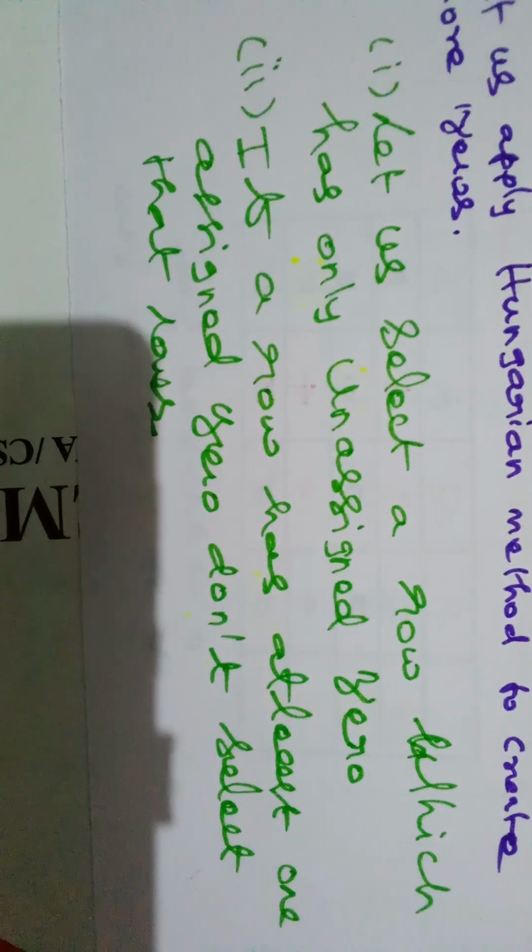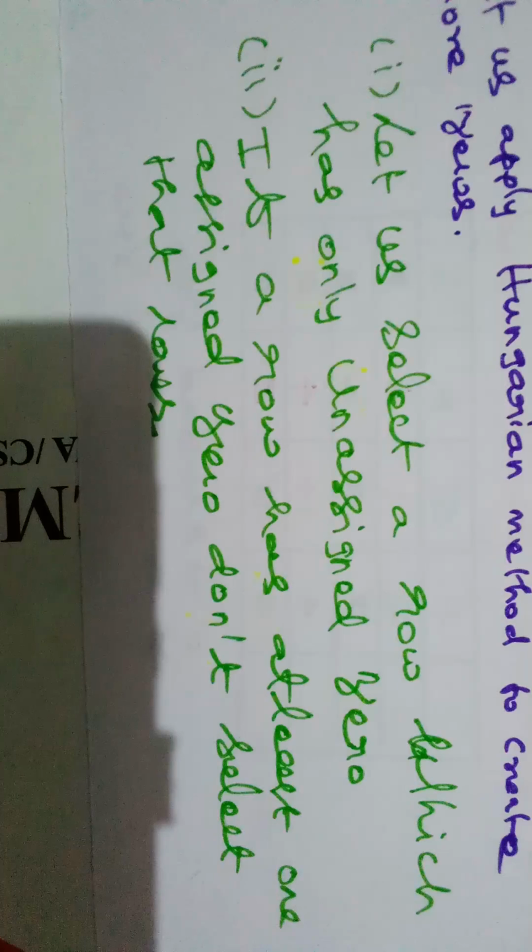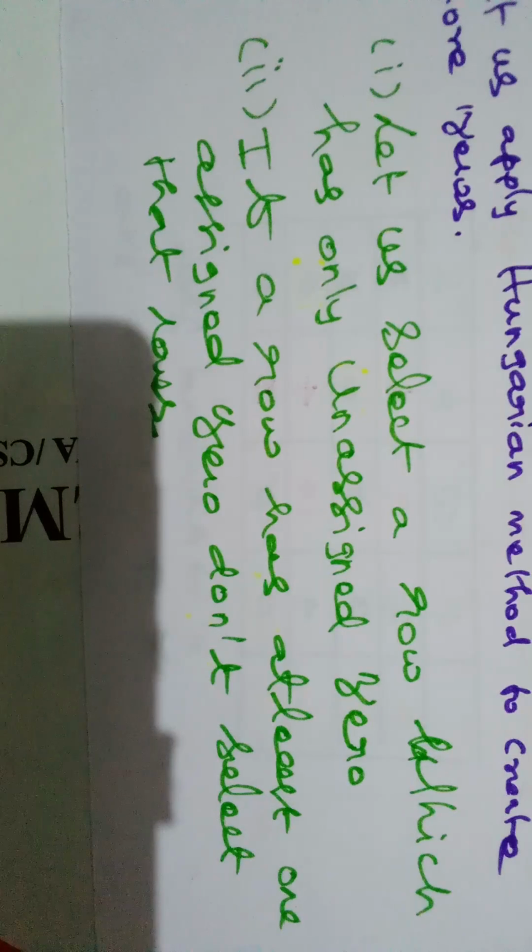How can I select that row? That row should have only unassigned zeros. If it has an unassigned zero, we can select the row. If the row has at least one assigned zero, we cannot select it. So kindly remember, my dear students, I'm going to select a row that has one or more than one unassigned zeros, but it should not have an assigned zero. Please remember.